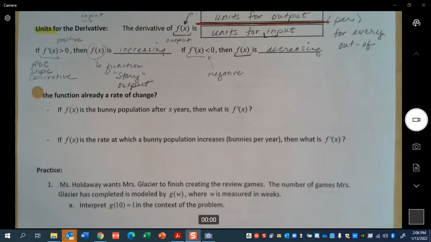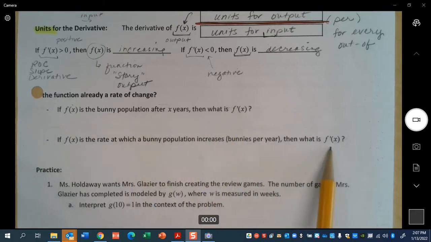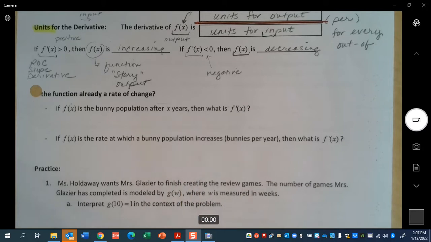All right. Sometimes our functions will already be a rate of change. With your group, talk about and see if you can conceptualize verbally, translate from math language to English language. See if you could translate what this represents in this story and what this represents in this story. Turn and talk, go.